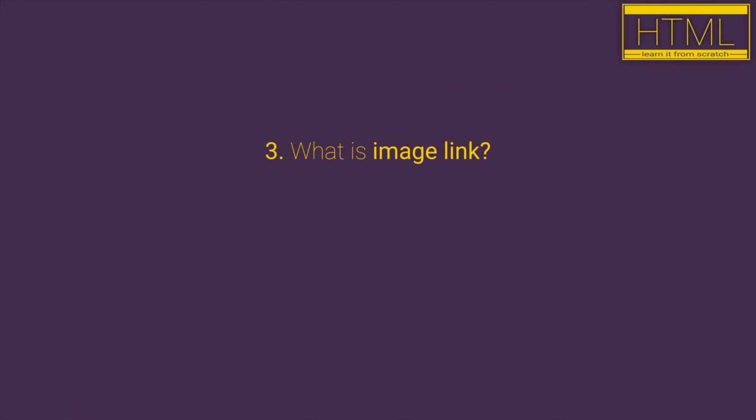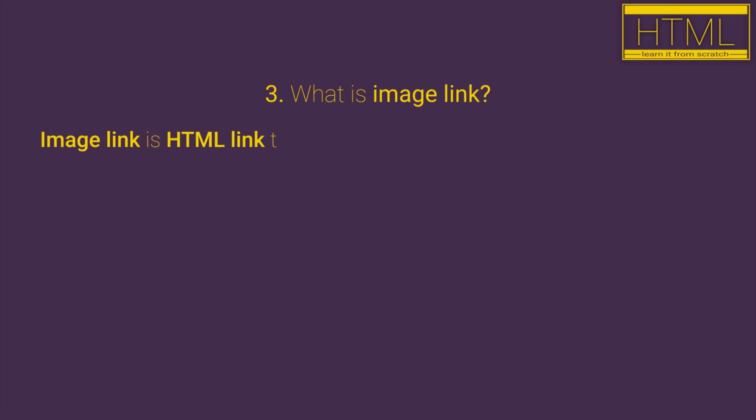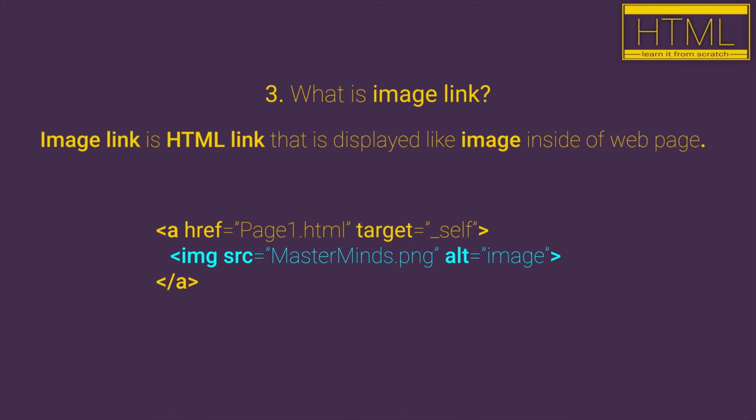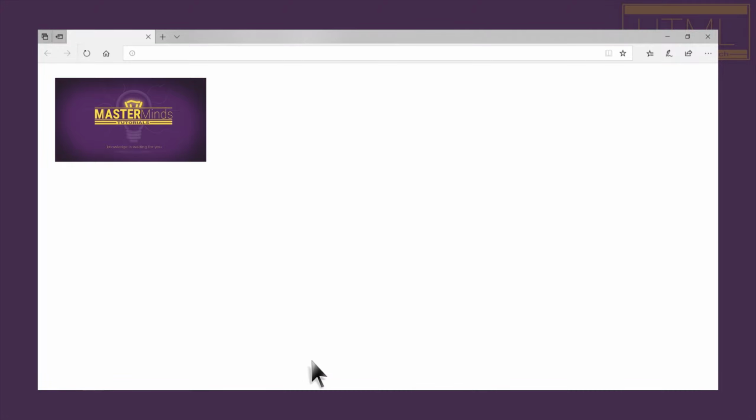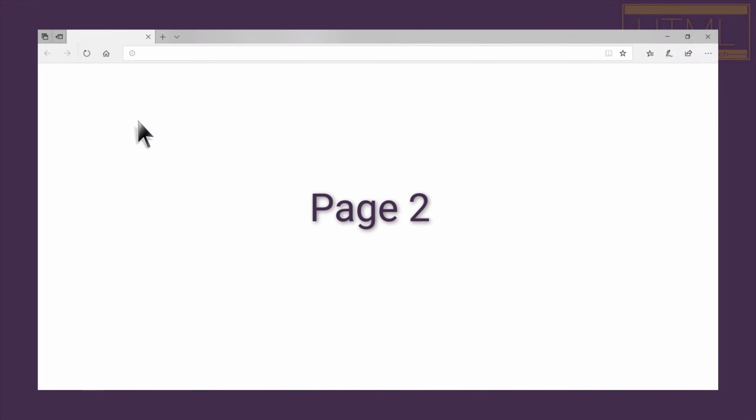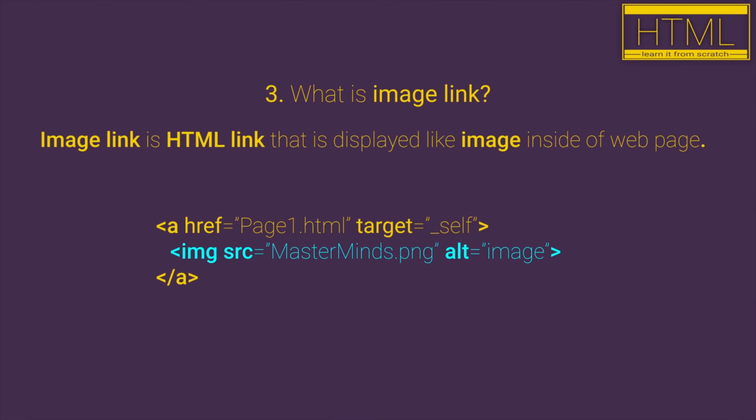What is an image link? An image link is an HTML link that is displayed like an image inside of our web page. So basically we have an image that we can click, and that click will redirect us to another web page. Image links can be created with the image HTML tag that we need to place between the start anchor and end anchor tag.